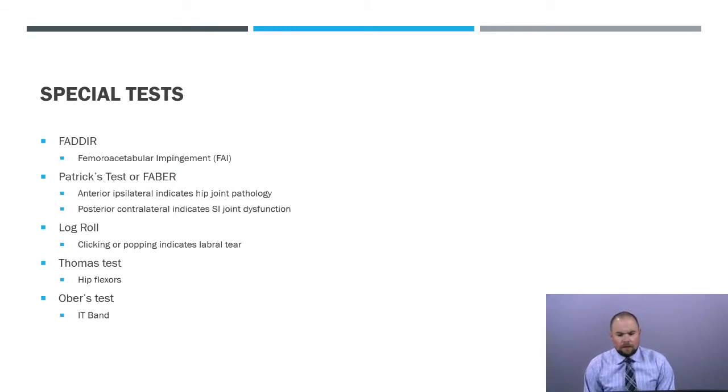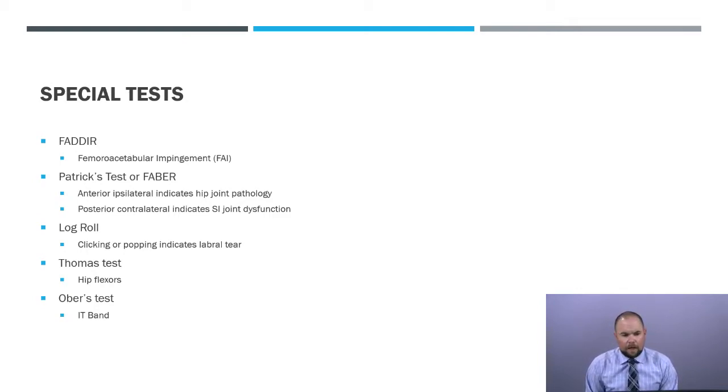Some special tests when evaluating the hip. So you talk about the FADIR test, or the flexion, adduction, internal rotation. This is looking at femoroacetabular impingement, so basically the test names itself. You have the patient lying supine, you flex, adduct, and internally rotate their leg. And if they get reproduction of anterior groin pain, that would be a positive finding.